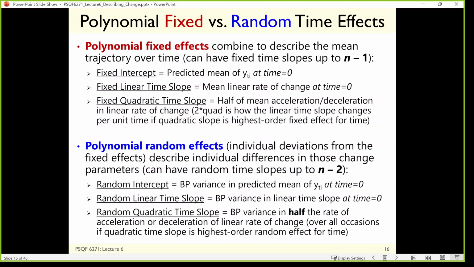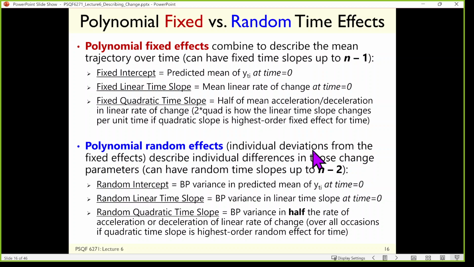Once we add a fixed quadratic, fixed linear time becomes conditional on time 0. If I add a random quadratic slope, then the random linear slope becomes conditional on time 0. So it especially matters then.